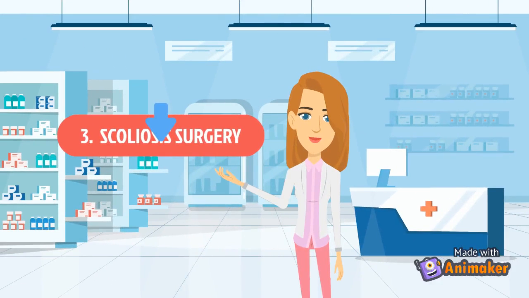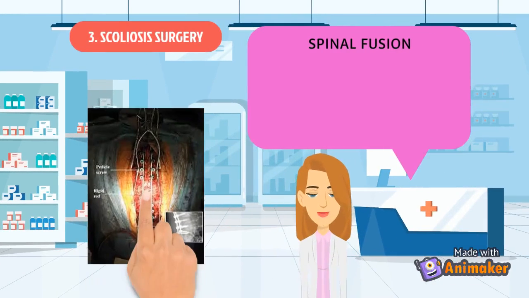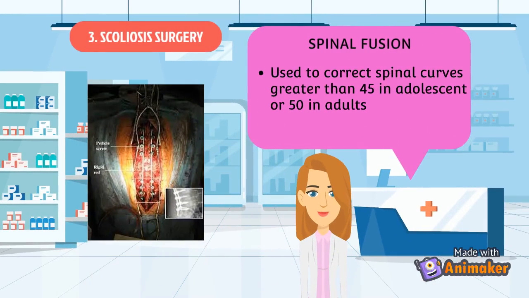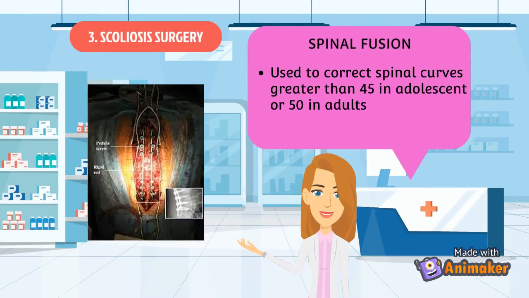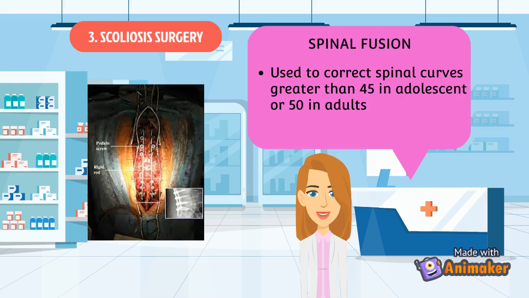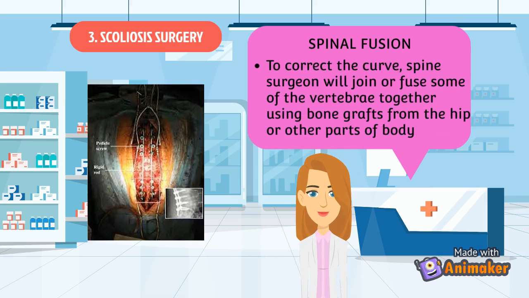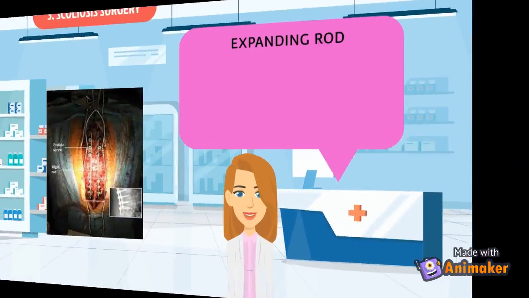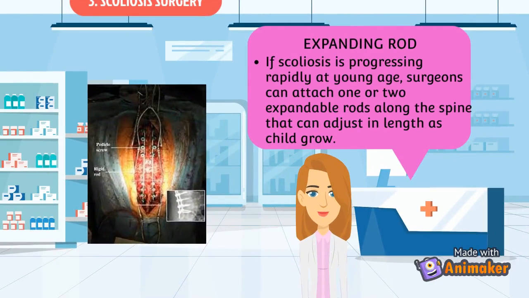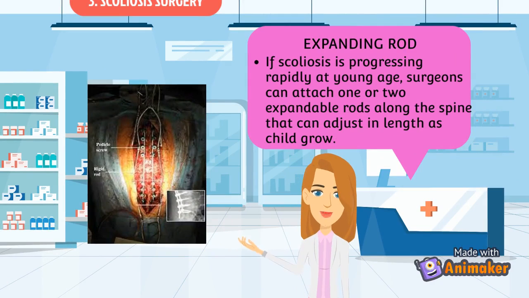Number 3. Scoliosis surgery. Surgical options include spinal fusion. Spinal fusion surgery is used to correct a spinal curve greater than 45 degrees in adolescents or 15 degrees in adults. To correct the curve, spine surgeons will join or fuse some of the vertebrae together using bone graft from the hip or other parts of the body. Surgical options include expanding rods. If the scoliosis is progressing rapidly at a young age, surgeons can attach one or two expandable rods along the spine that can adjust in length as the child grows.